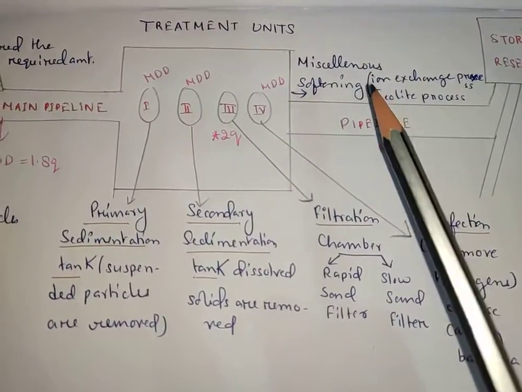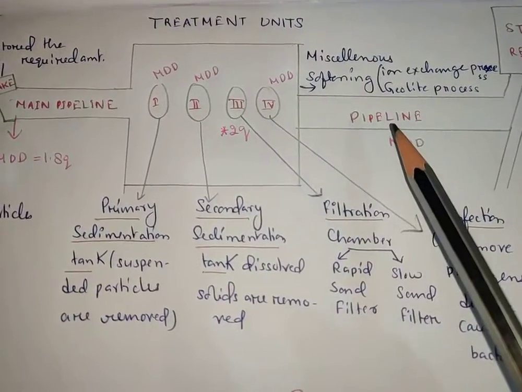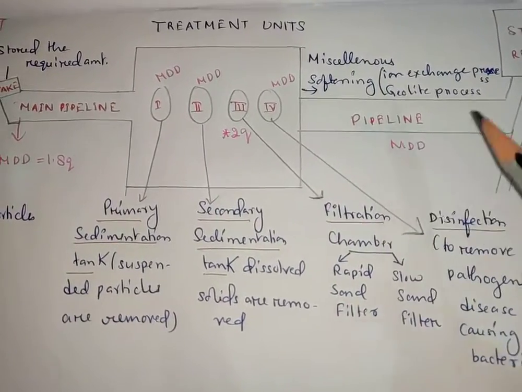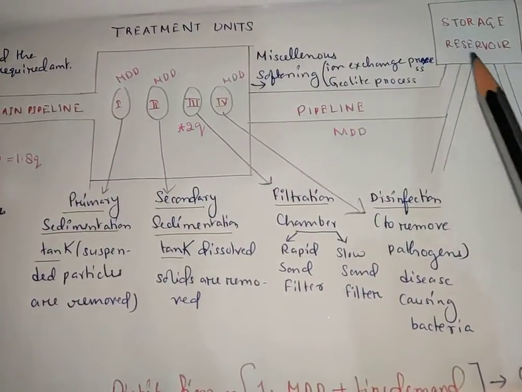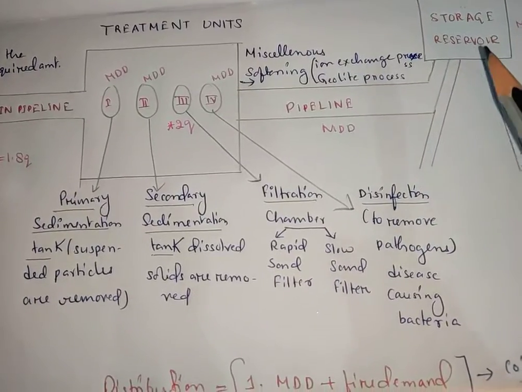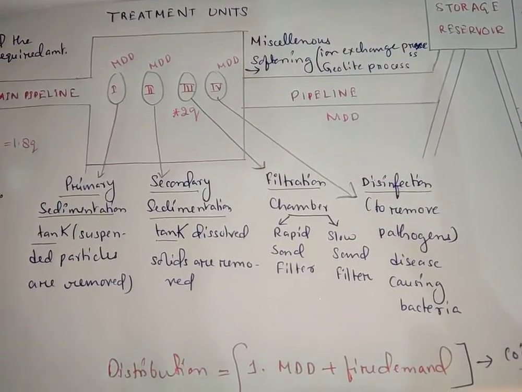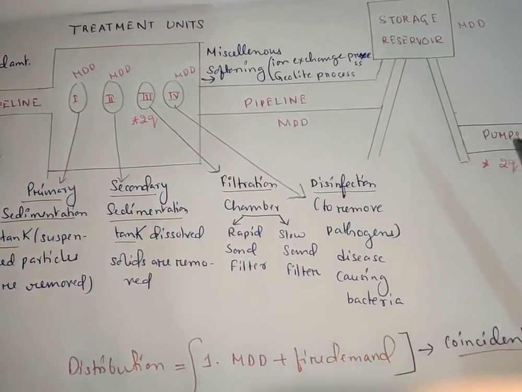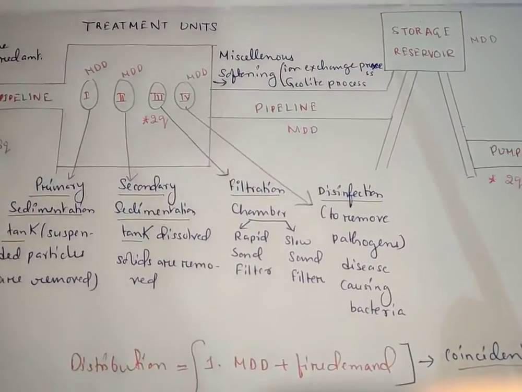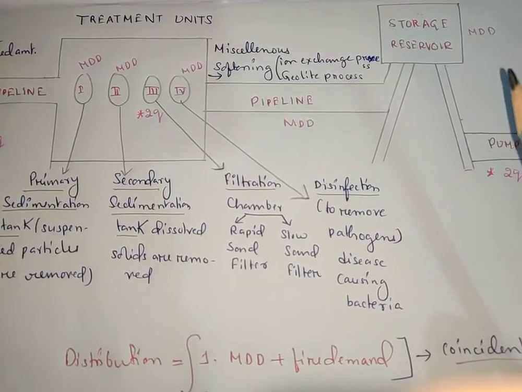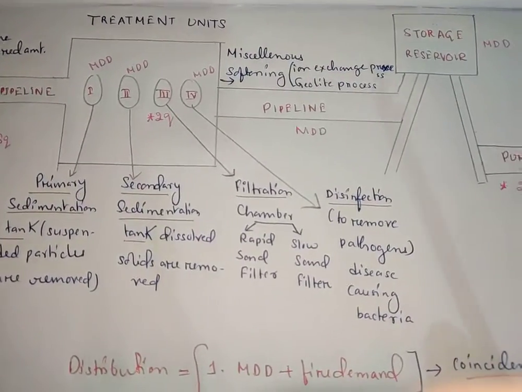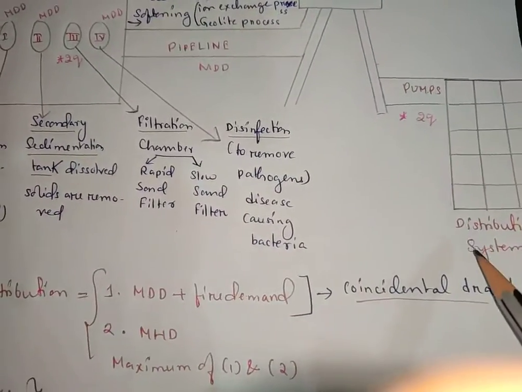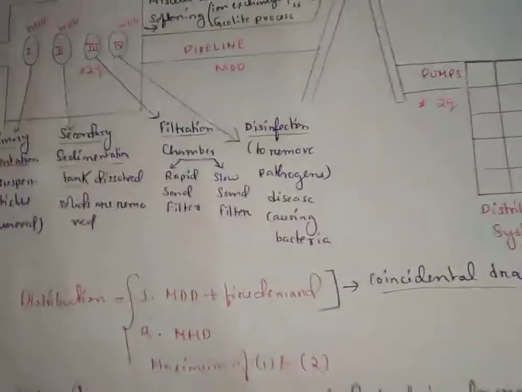After completing this treatment, through the pipeline it is taken to the storage reservoir, from where we can distribute the water. From the storage reservoir, using pumps, mostly gravity pumps are used in India, water is distributed to the households like this.